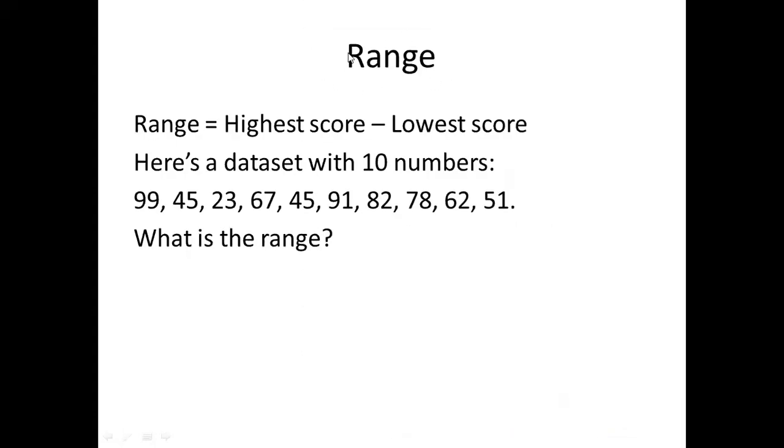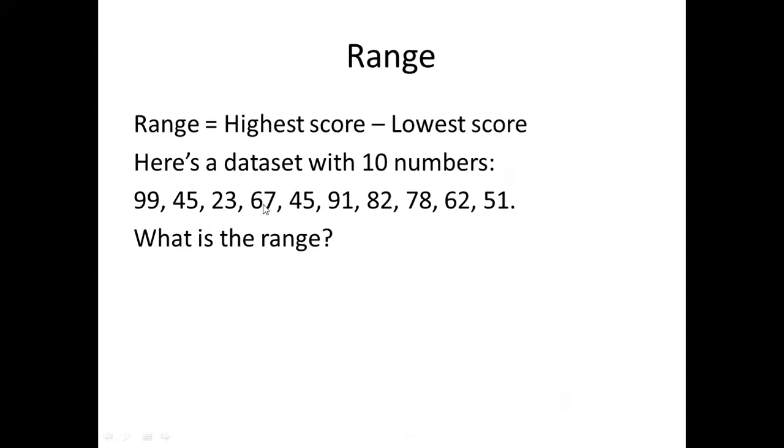The first measure of variability is the range, which is usually calculated by subtracting the lowest score in a distribution from the highest score. For an example, here's a data set with 10 numbers. They are not yet arranged in an ascending or descending pattern.